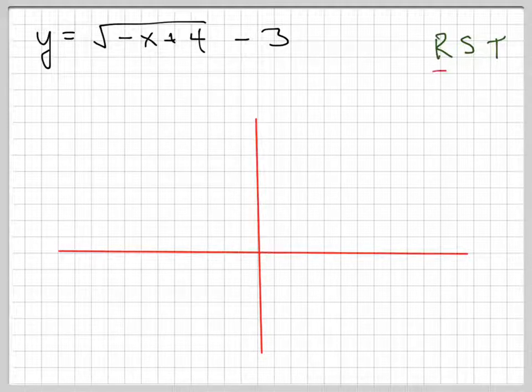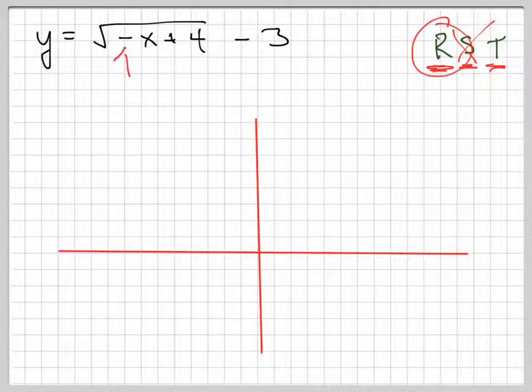So what most people will teach you is that you first reflect, then stretch, and then translate, meaning move up, down, left, right. We don't have a stretch on this one, because that would be like a number in front of here or in front of here. We don't have that. But we do have a reflection represented by this negative here.